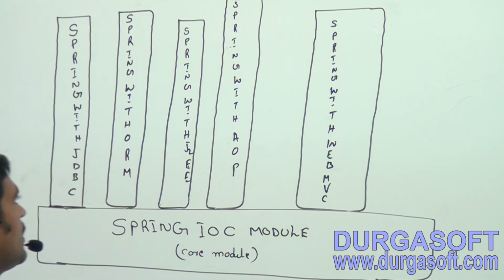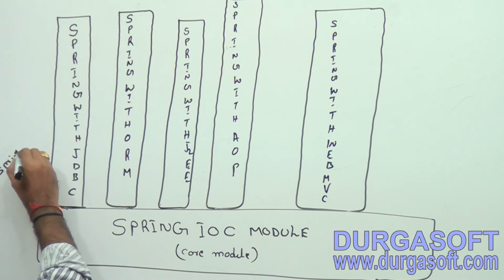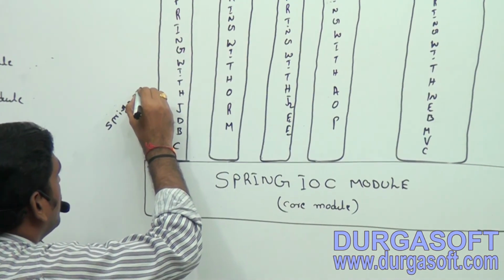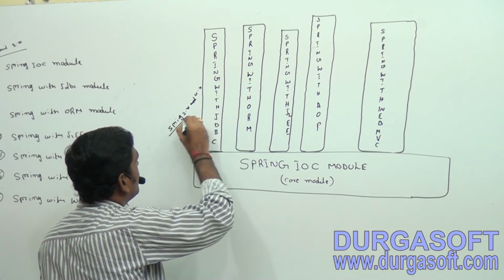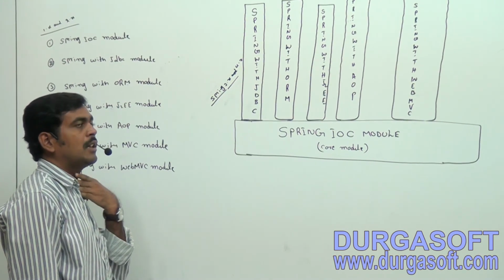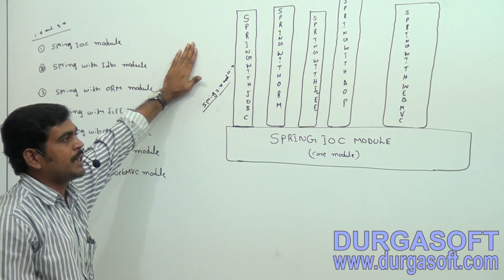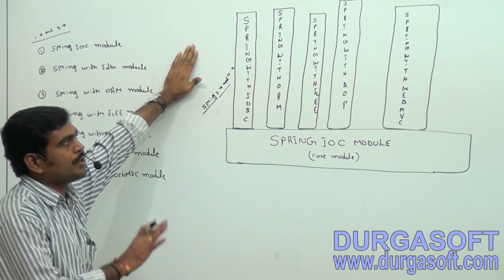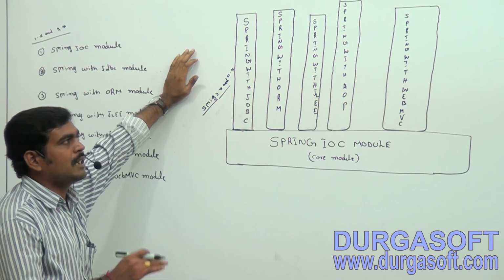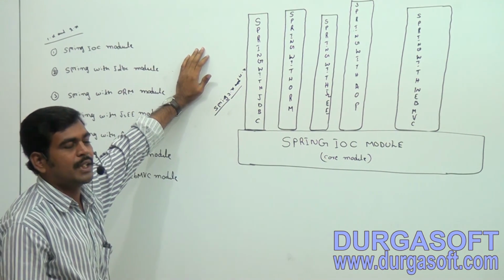So like this, a total of 6 modules are there as part of Spring 3.x and 4.x. Each and every module I am going to explain very clearly, and each and every concept I am going to explain clearly, as well as execute each and every example and explain it practically.